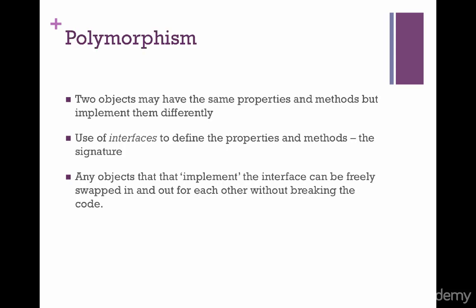Polymorphism is where two objects can have the same properties and methods but implement them differently internally. This is often achieved through the use of an interface. The interface would define the properties and methods, sometimes known as the signatures, and then each object would implement that interface accordingly. An example might be a simple calculator program.